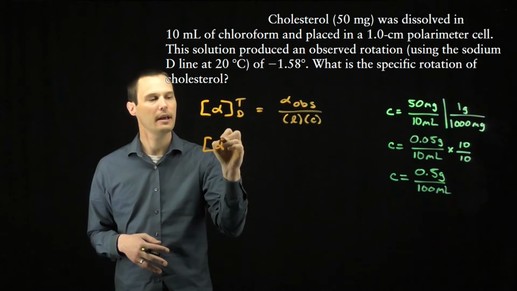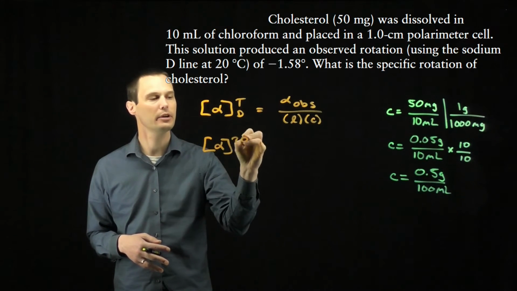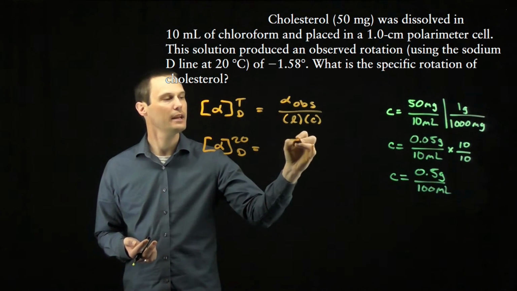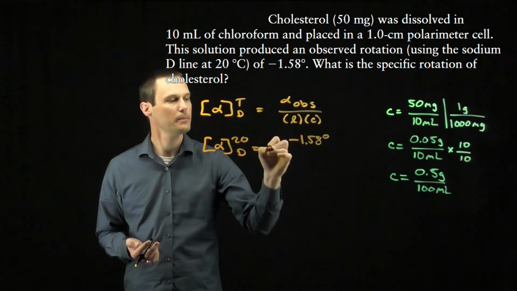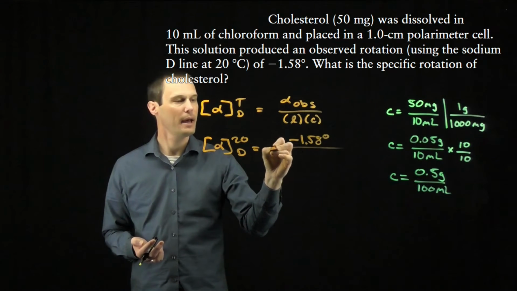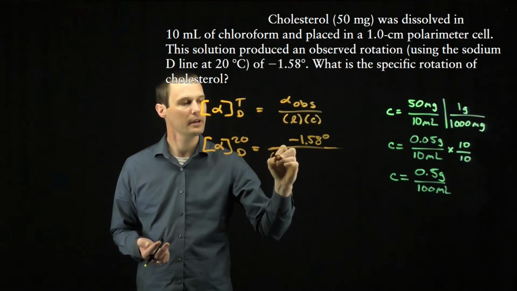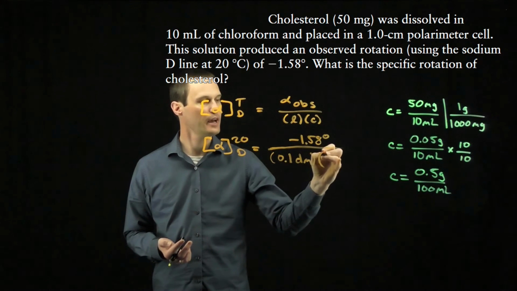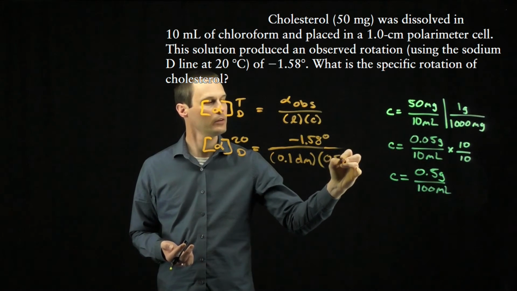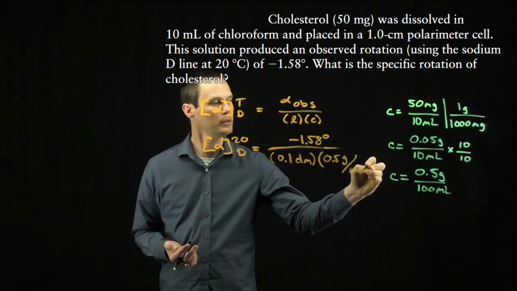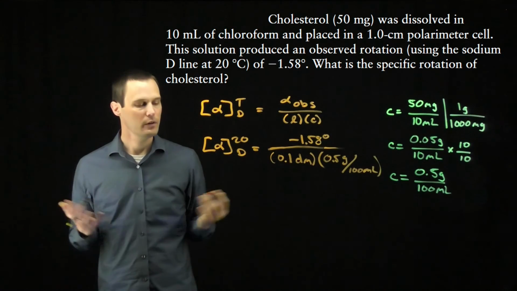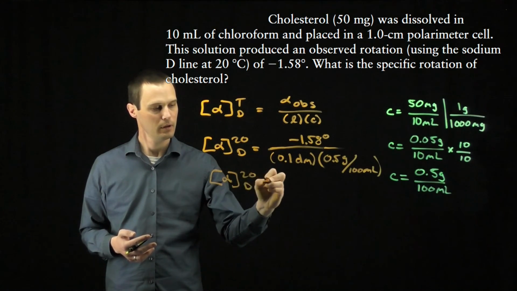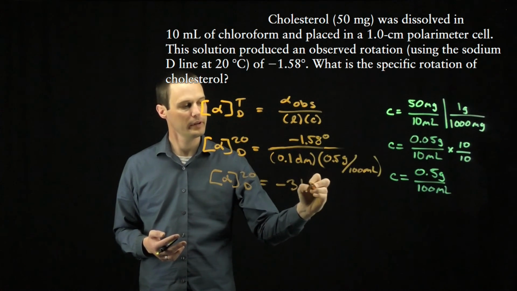For my equation then, the alpha, the specific rotation at 20 degrees Celsius using the sodium D line, standard conditions. The observed rotation is negative 1.58 degrees. Dividing that by the path length is 1 centimeter. That's 0.1 decimeters. And our concentration we just calculated to be 0.5 grams per 100 milliliters. We go through and do these calculations then. Our specific rotation is negative 31.6 degrees.